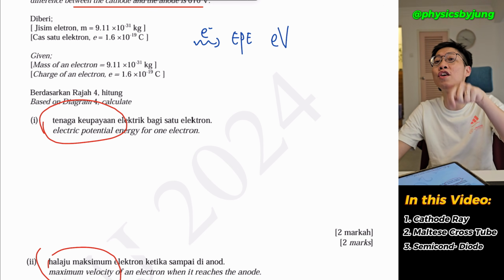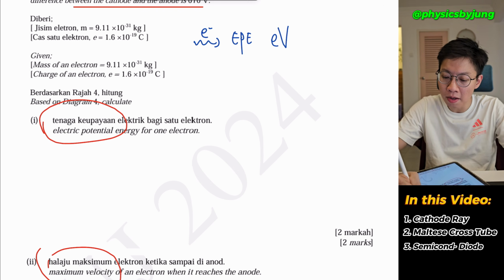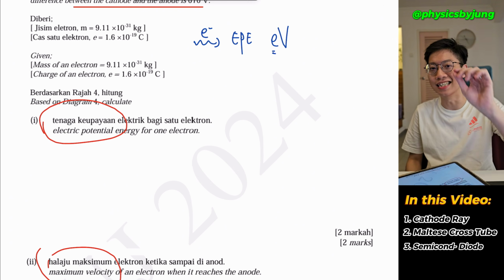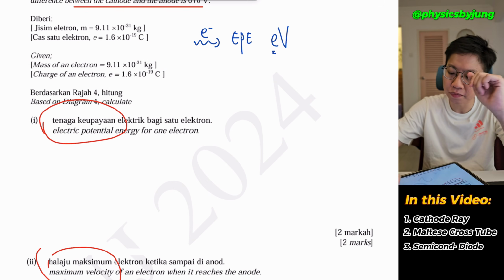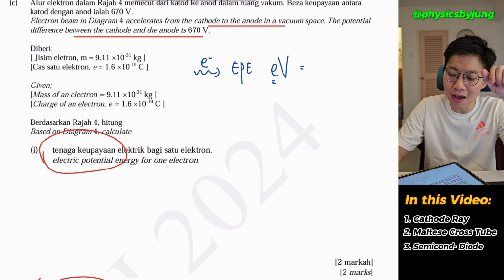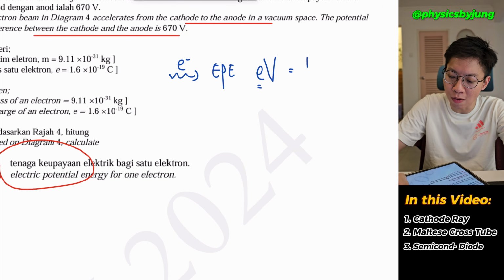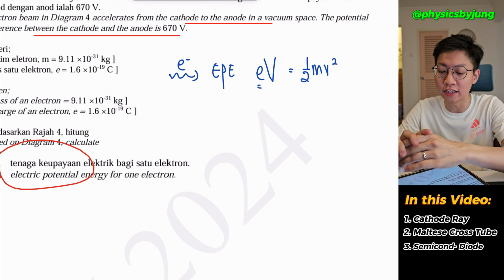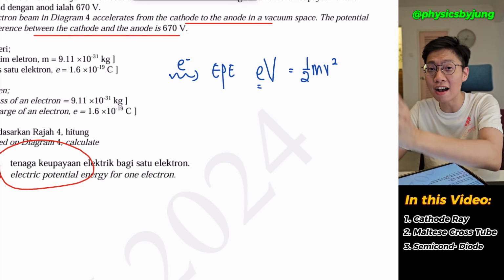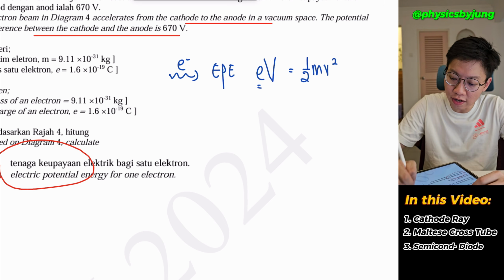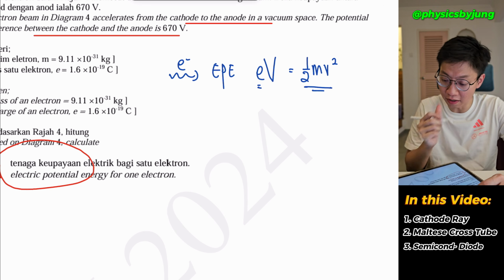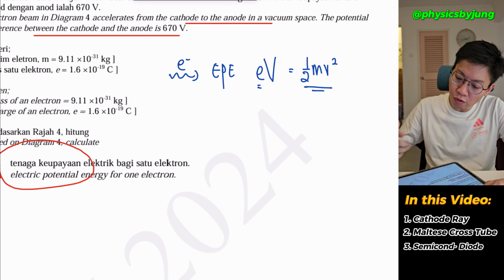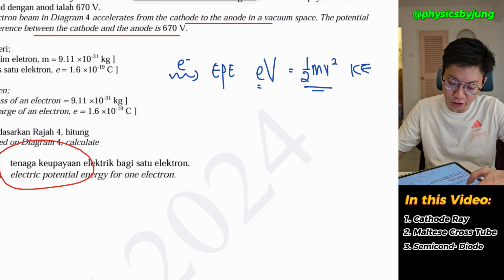Sometimes you will see QV. Q is charge. But why do we use e? Because e is the charge of the electron. Of course, if you accelerate your electron, you are going to get kinetic energy. So eV equals to half mv squared. So therefore, this is what you get on the right hand side. So which is your kinetic energy?